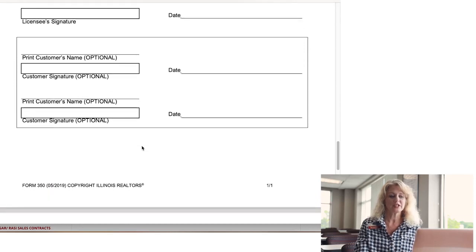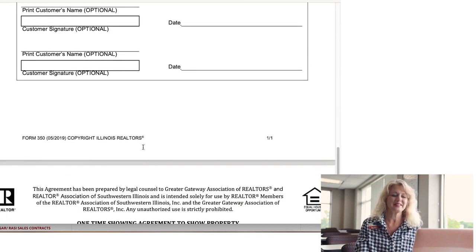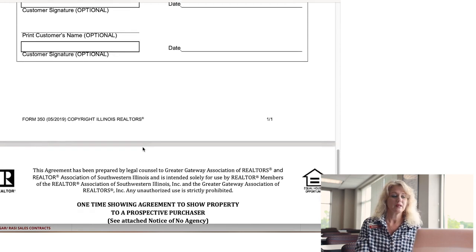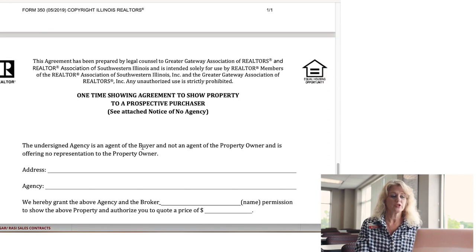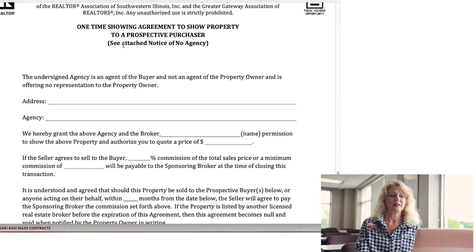So you have this no agency form signed by you and hopefully by the seller. The importance of that again is to establish that you are not representing that seller. So you have no agency relationship and no agency responsibilities in accordance with anything you communicate with them. So then the other form that you want to present to a for sale by owner prior to showing the property is the one-time showing agreement to show the property to a prospective purchaser.